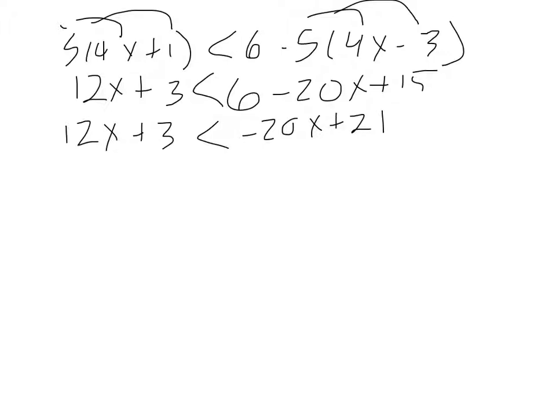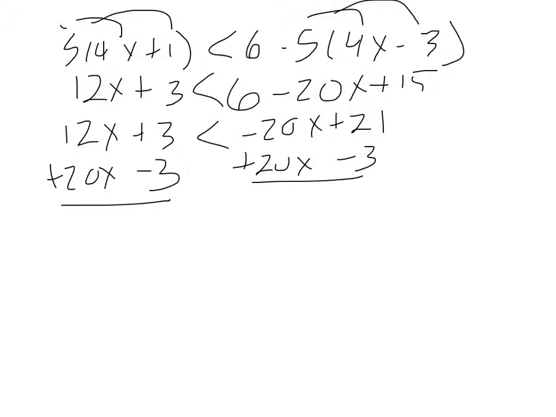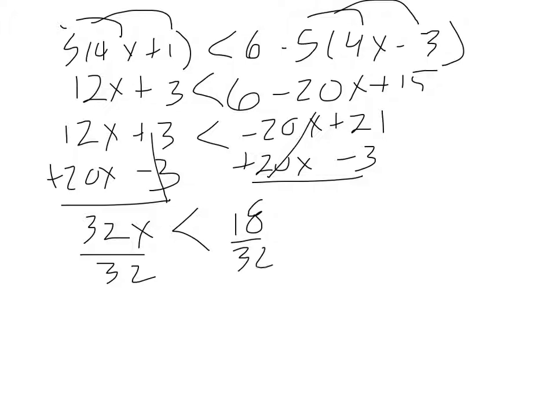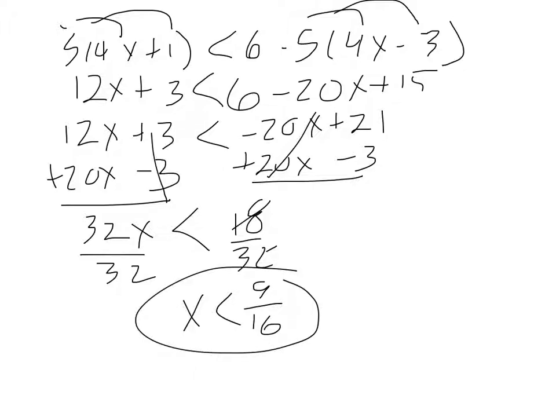I'm going to move my x's to the left, so add 20x's. And then that means I'm moving the numbers to the right, so subtract 3. Kind of do this simultaneously. So you get 32x, less than 18, divided by 32. And we get x is less than, and it looks like we could probably cancel a 2 in each of these. So 2 in there would be 9, 2 in here would be 16. So x is less than 9/16. So we're just solving it. So that's what we can write for that one.